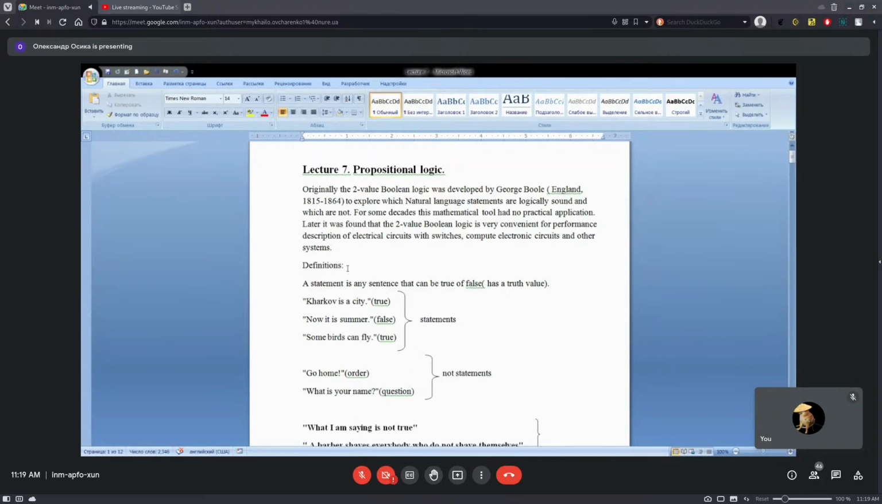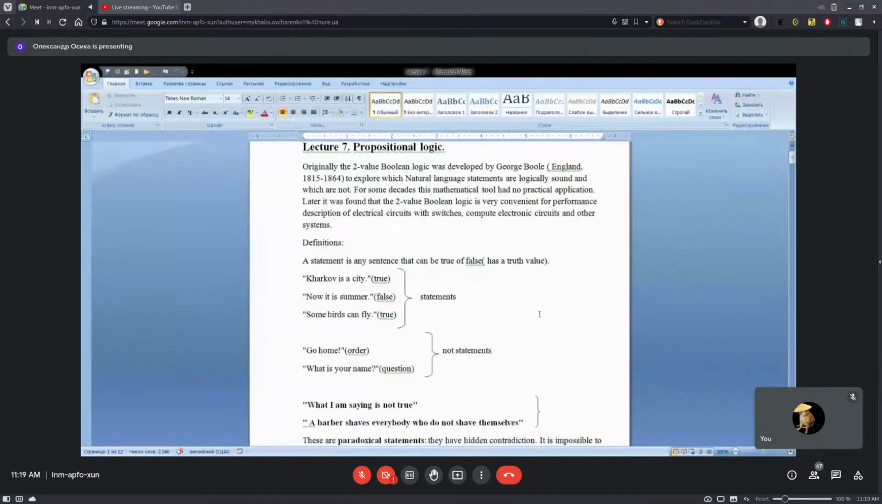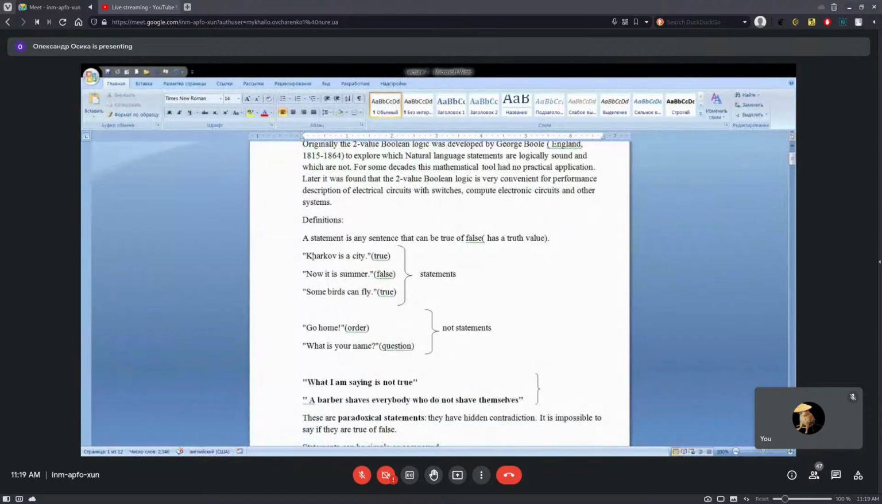So first, definitions. A statement is any sentence that can be true or false, or they say has a truth value. Well, I said about it at the previous lecture, but I remind you. For example, Kharkov is a city. Well, true. Now it is summer. Well, a statement which is false, but also a statement. Some birds can fly. True. So all these are examples of statements.